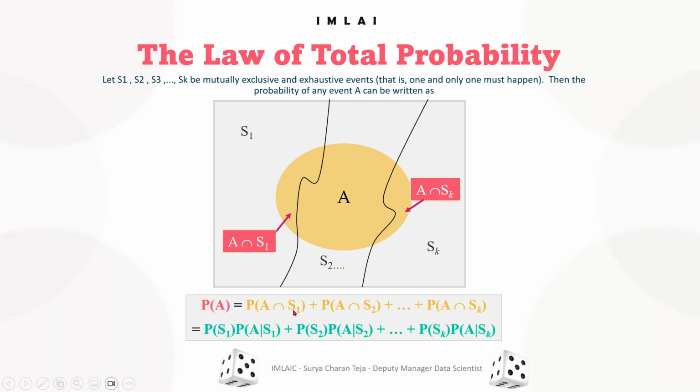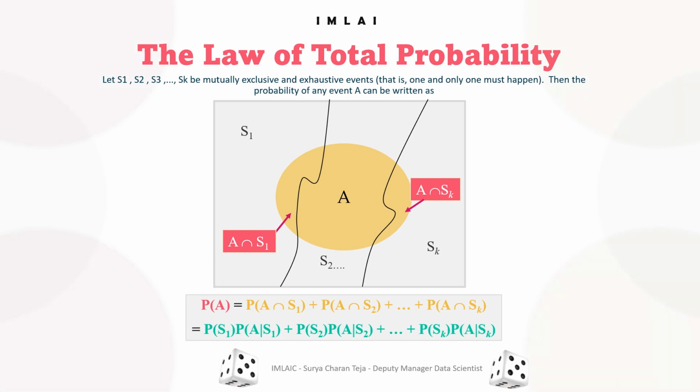So this can be converted into a conditional probability. If you remember the multiplication law of probability, when the events are dependent, then probability of A intersection S1 is probability of S1 times probability of A given that S1 happened, plus probability of S2 times probability of A given that S2 happened, and so on, up to probability of Sk multiplied by probability of A given that Sk happened. And this is called the law of total probability.